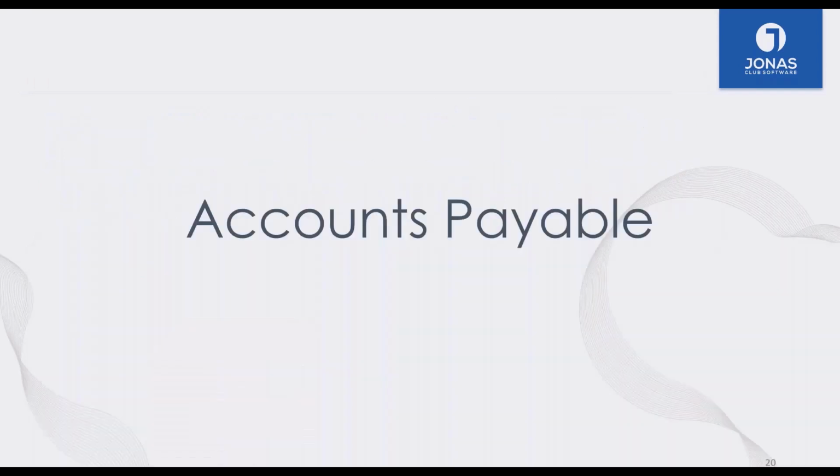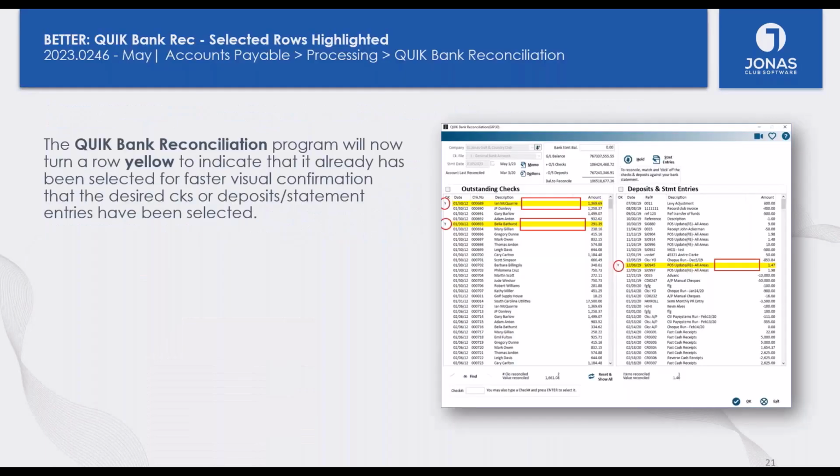So now diving into accounts payable, a few enhancements here. First one we have is to the quick bank reconciliation program. This enhancement was done in May of 2023. It's now a feature where as you reconcile checks, they will actually be highlighted in yellow on the screen. So it gives you a nice visual of all the checks that you've actually reconciled in this batch so far, rather than just the Y that you would typically see on the left in the past.